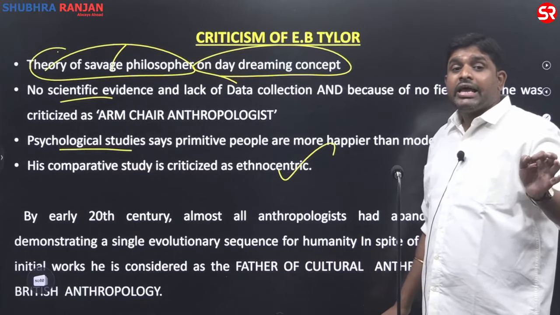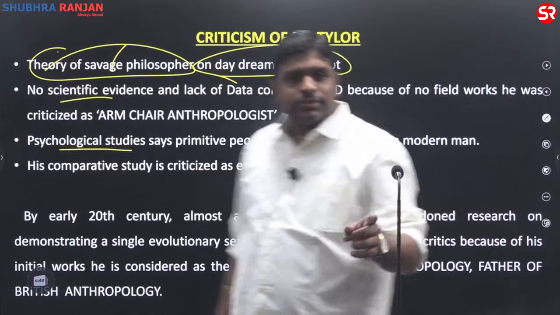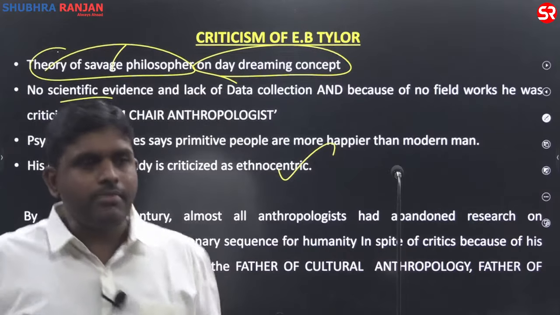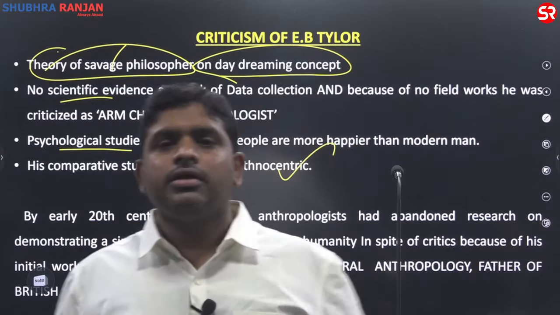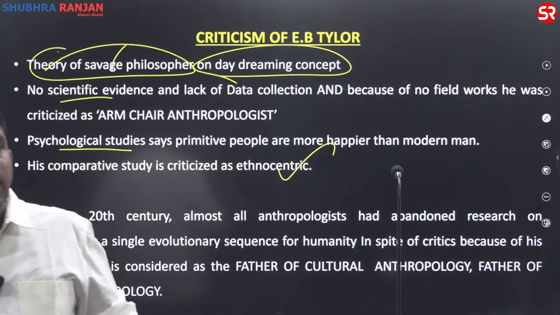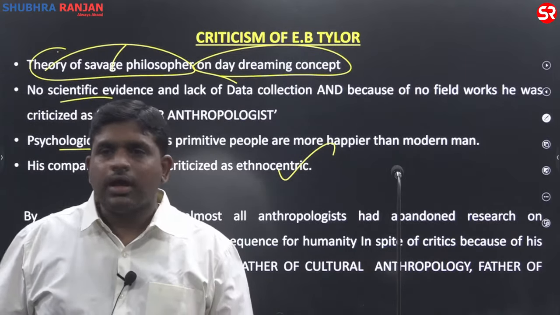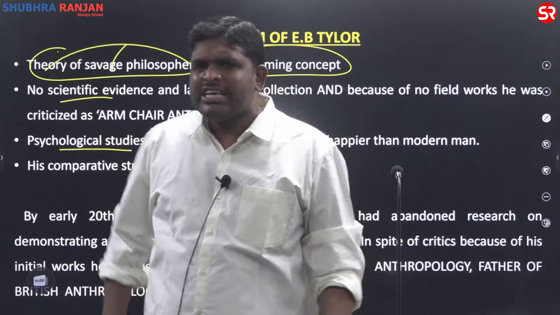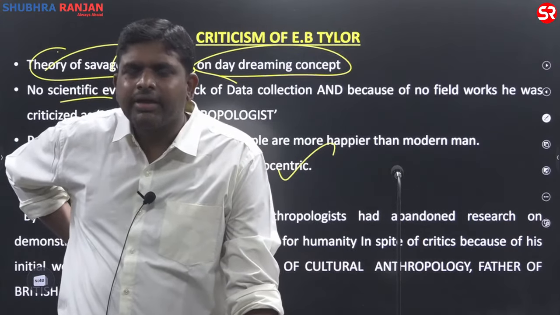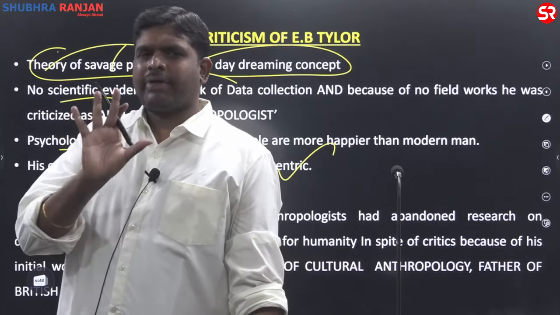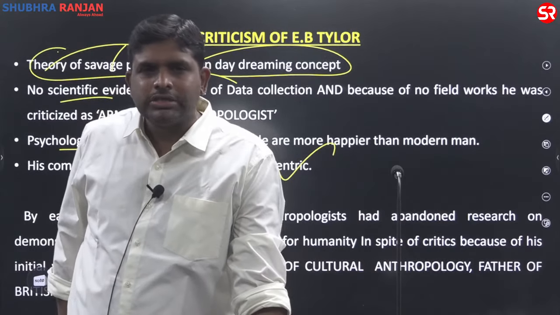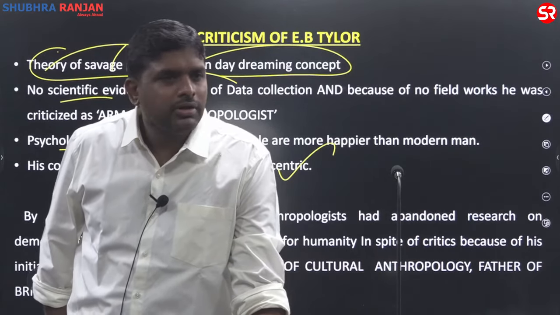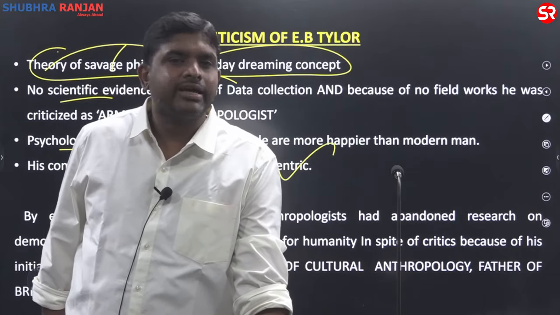Very, very important. What approach did he use? Comparative approach. His comparative study is criticized as ethnocentric. Understand this. See, same example: there is one tribal boy, here one IAS officer's daughter. I compared both of them. When I start comparing, I want a result. Just think practically. I want a result. I want a few students to get ranks, because some students will respond, some will not respond. So I want the few students who will respond and who will get ranks.